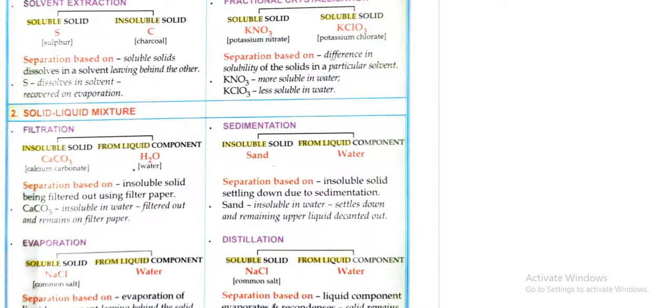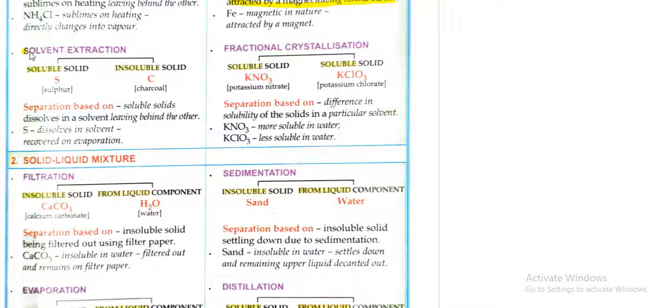The next method is solvent extraction. So what is solvent extraction, students? We have to remember that the solvent extraction method can be used if there is a soluble solid and an insoluble solid. Soluble means it can dissolve in a particular solvent, and insoluble means it will not dissolve in that solvent. Suppose we take the example of sulfur and charcoal mixed with each other. Then we use a solvent, carbon disulfide. Carbon disulfide is a solvent in which sulfur will dissolve but the charcoal will not dissolve. So we can separate them very easily.